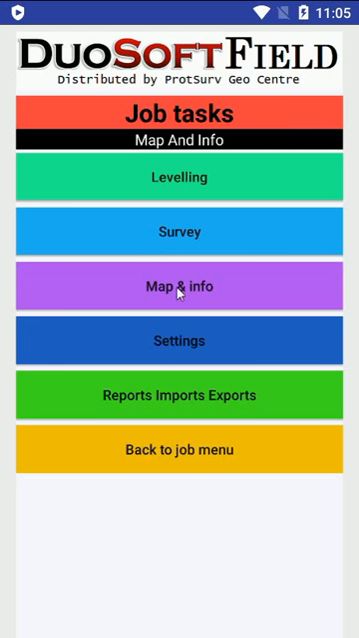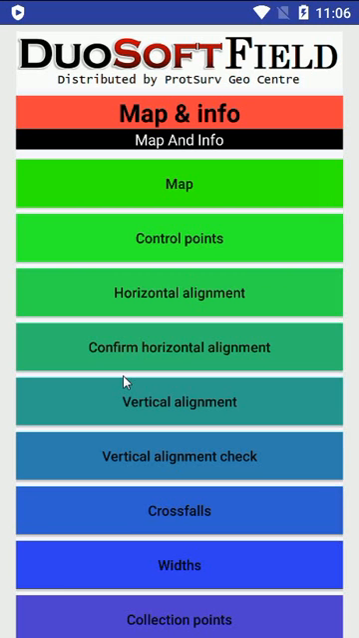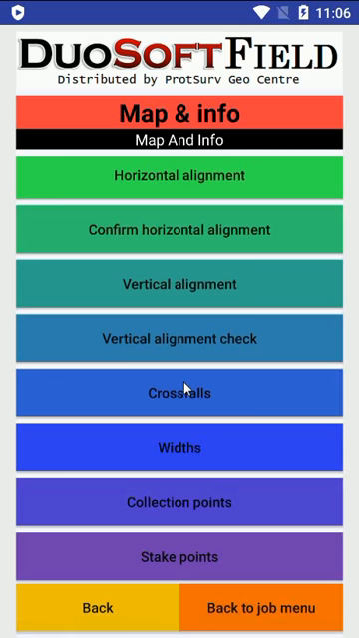On here, I'm going to select map and info. And from there, you can see the submenus that we'll be talking about in this video, which are the Crossfalls submenu and the Widths submenu. What the Crossfalls submenu allows you to do is to view all the crossfalls that were imported. The only way to get crossfalls is through imports, because usually when you have defined an alignment, there is a large number of crossfalls that you need to define, and the best way to do that is just to import the crossfalls. So let me select crossfalls.